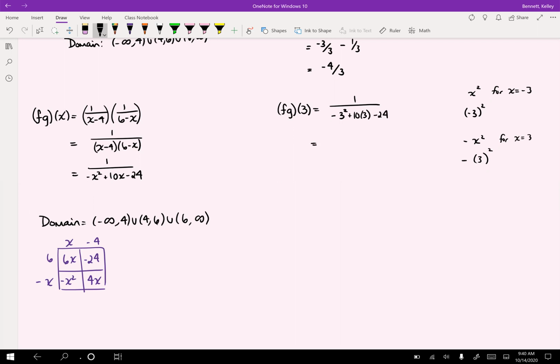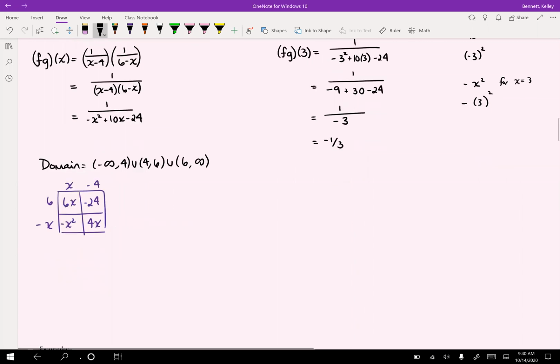So it's going to be 1 over negative 3 squared. So negative, I'm just copying down the negative sign. 3 squared is 9. 10 by 3 is 30. And then I'm subtracting 24. So this is going to be 1 over negative 3. Or you could write negative 1/3.